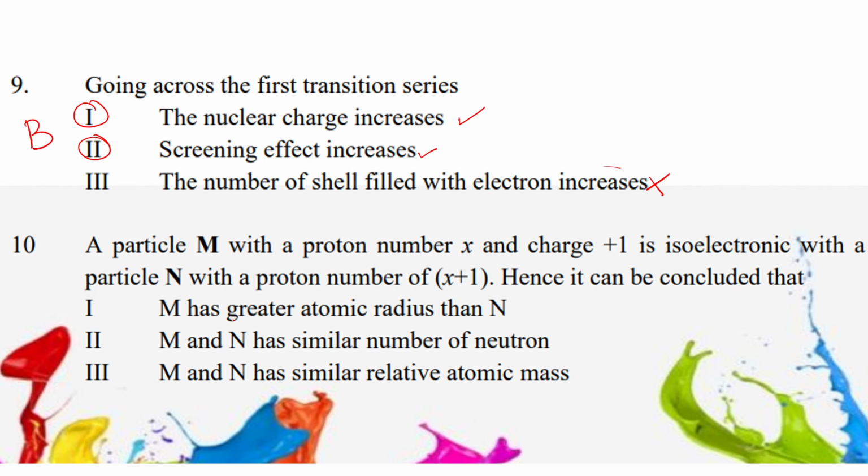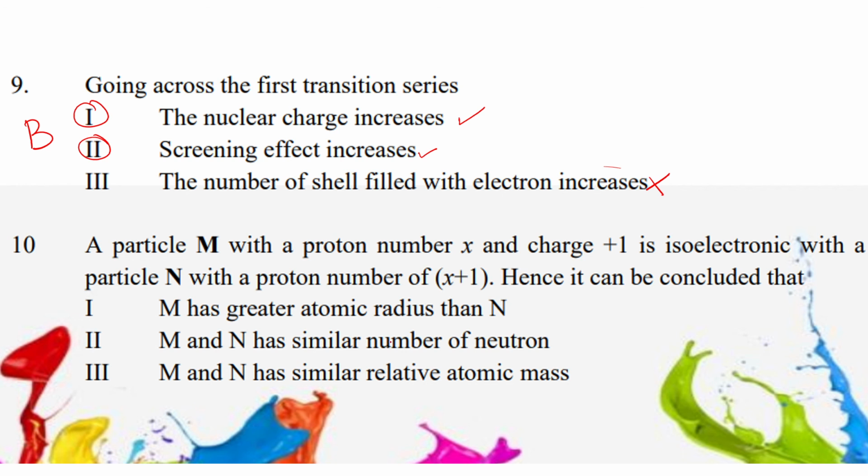Right, so the last question, particle M with proton number X and charge positive 1 is isoelectronic with a particle N with a proton number of X plus 1. Hence, it can be concluded that, kalau dia isoelectronic meaning that dia akan release one electron. M has greater atomic radius than N. So betul lah, because the size dia lebih banyak dia punya electron remove meaning that dia punya lebih banyak electron.